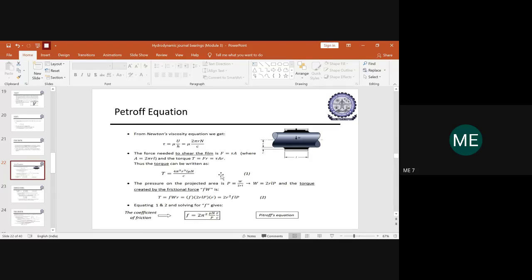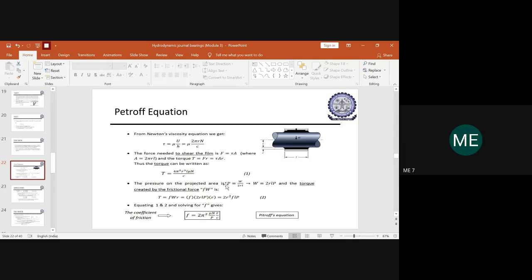Then we also have to come across the pressure which is exerted across the contact area. For that, we are now speaking with respect to the pressure. Basically, the pressure on the projected area will be given by W. Suppose at the center you have the pressure acting. The pressure on the projected area will be equal to W, the weight acting in the downward direction, divided by 2 into R into L. R will be the radius of the shaft and L will be the length of the bearing.